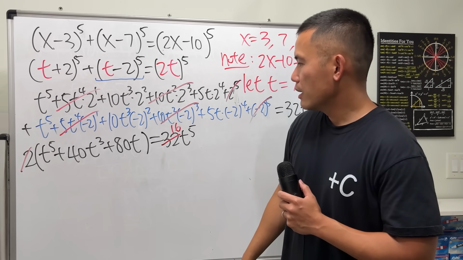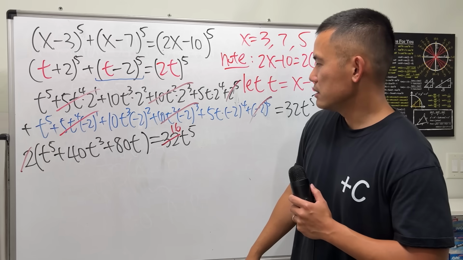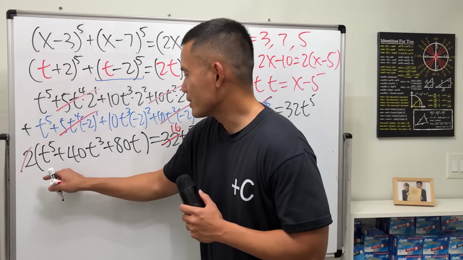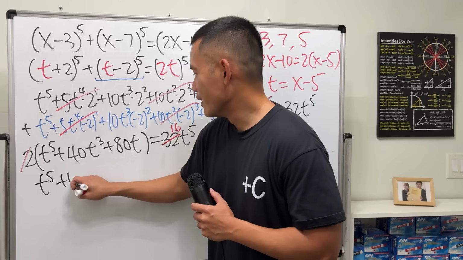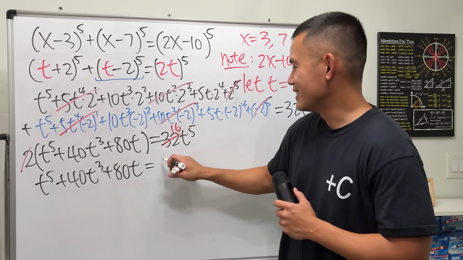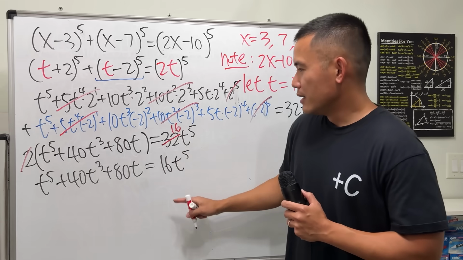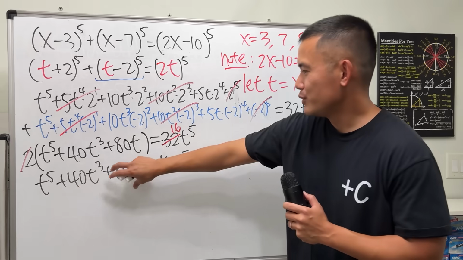Oh, this is so nice. Look at that. Why? Because... Oh, no, not really. Because right here we still have t to the 5th plus 40t cubed plus 80t. I forgot this is the 16t to the 5th. I was about to cancel the t to the 5th. No. Okay, I'll bring these three things to the other side.